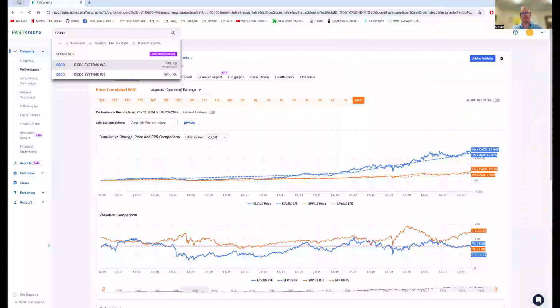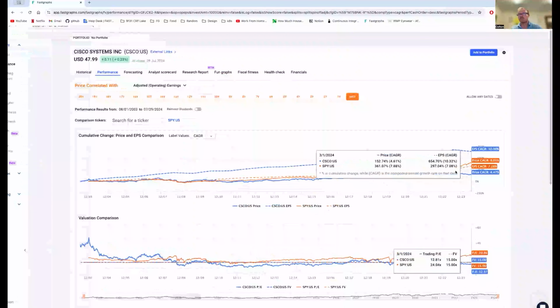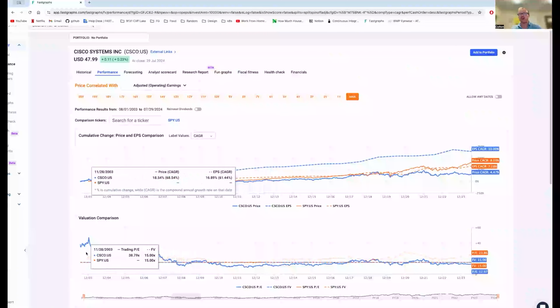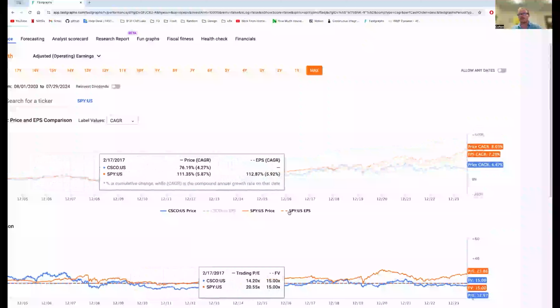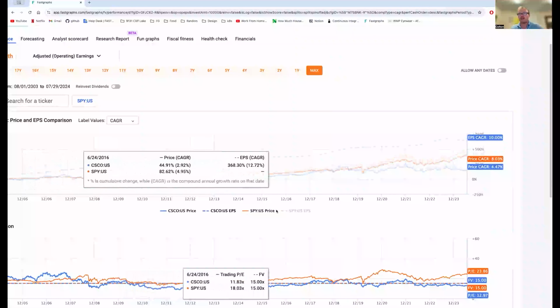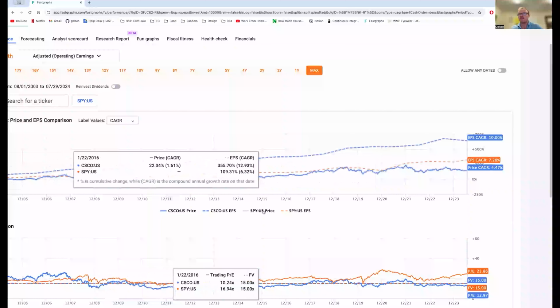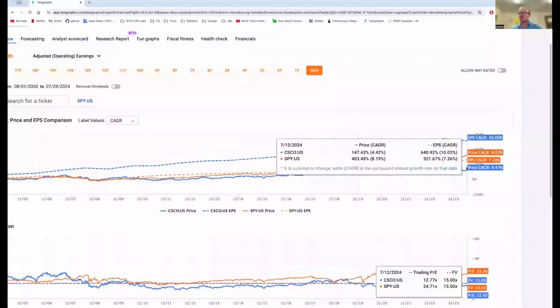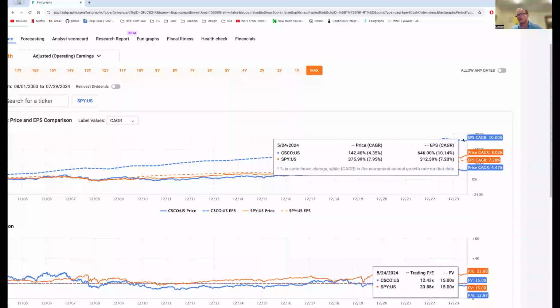We can take a look at a company like Cisco. Okay. So this is a perfect example of why you need to also compare valuation at the same time. If we take a look at the Cisco price and the SPY price, SPY has outperformed Cisco. But if I look at the EPS growth of this, Cisco has significantly outperformed the SPY EPS growth, 7.28 versus 10%, right? But why has Cisco underperformed then? Why has it underperformed the SPY? Why has it not followed that earnings growth?